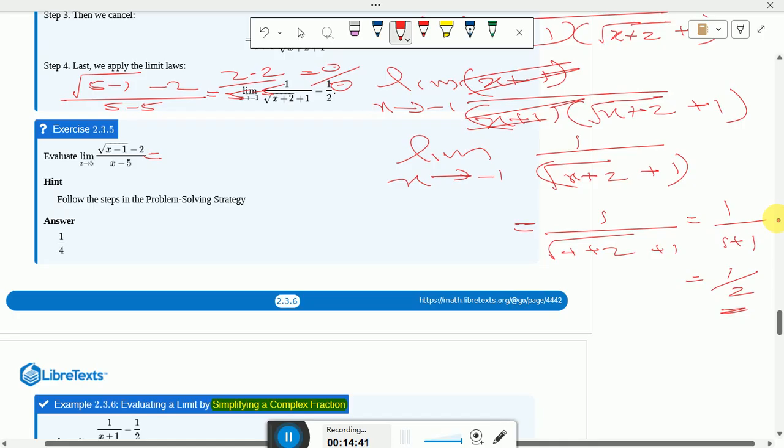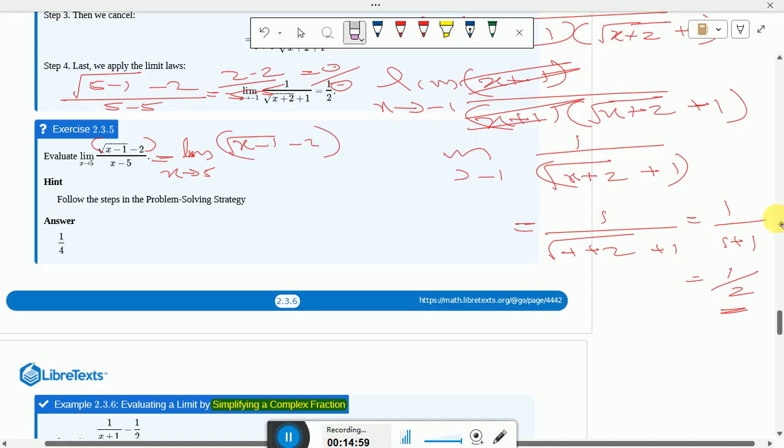So the simple way is to think about this as an expression. For this expression we can apply the conjugate, right? So now what will happen? Limit x approaches 5 of square root of x minus 1 minus 2, the conjugate of this one.